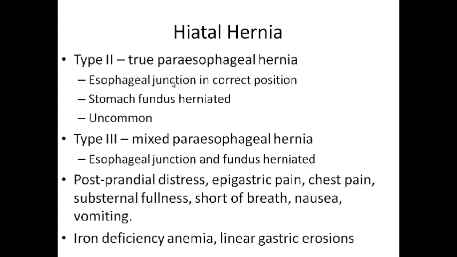type 2 is a true paraesophageal hernia. The esophageal junction is in the correct position. So we have the LES that's actually right there at the diaphragm, but then part of the stomach is herniated up through the hiatus. This is very uncommon to have. Usually we have type 1, or possibly we have type 3, which is a mixed paraesophageal hernia, where the esophageal junction, the LES, and the fundus are herniated, and that is much more of an emergency hiatal hernia.